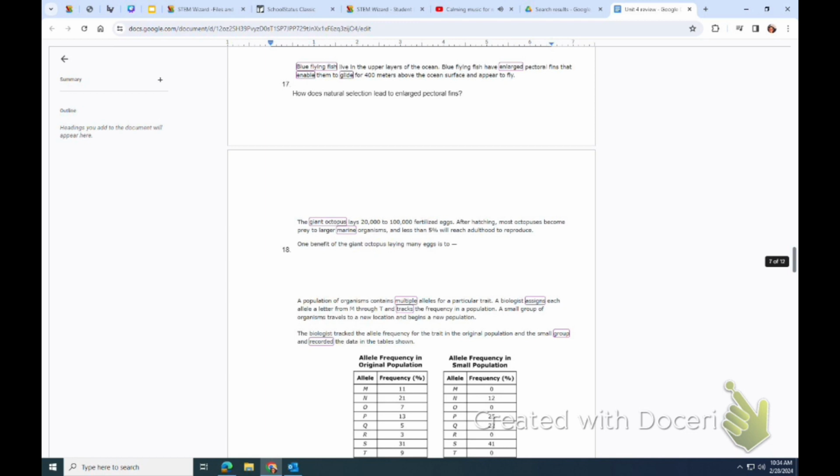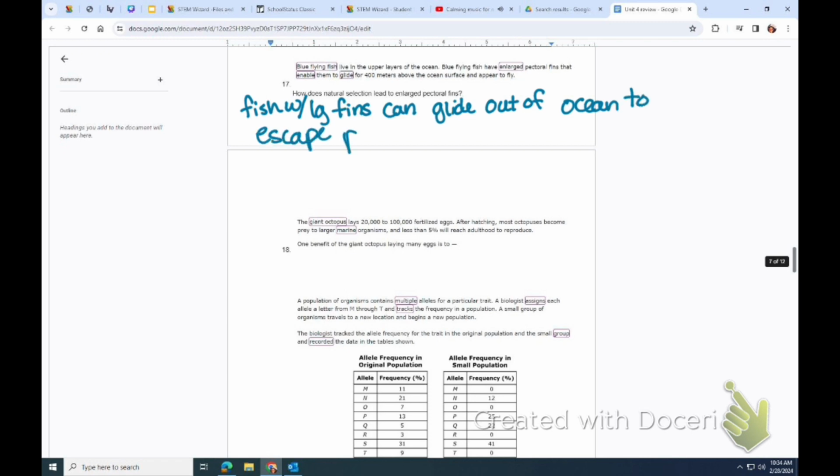Why would a fish want to jump out of the ocean? To get away from the predator. Yes, that's it. That's really all it comes down to. So, fish with large fins can glide out of the ocean to escape predators. This will increase fitness.